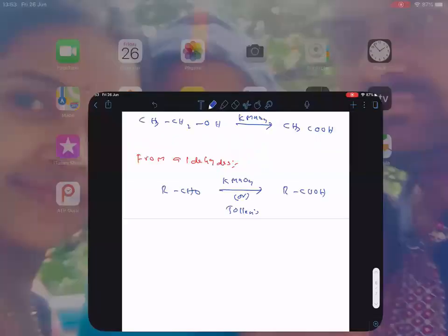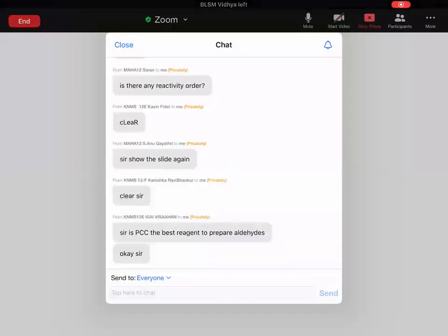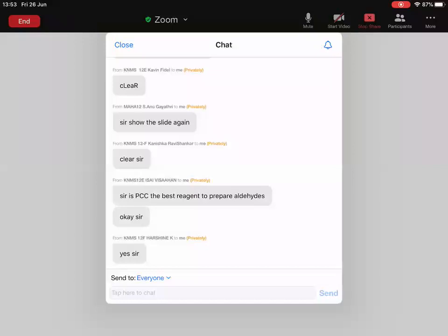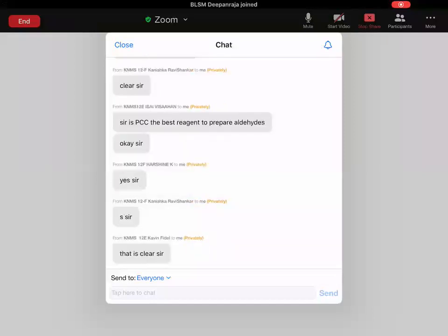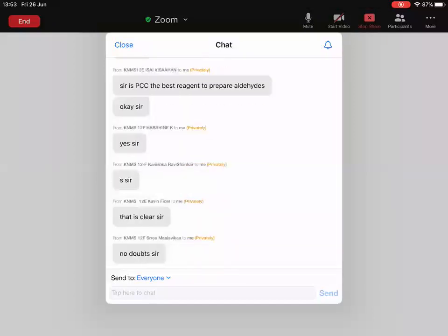Hope it is clear to everyone. One student is asking a question: is PCC the best reagent to prepare aldehyde from primary alcohol? When we are talking about acids, why are we talking about aldehyde preparation? I didn't understand here. Who is this student? We are discussing one thing, you are asking one more thing. Any doubts? Up to here, I am seeing your chat box.